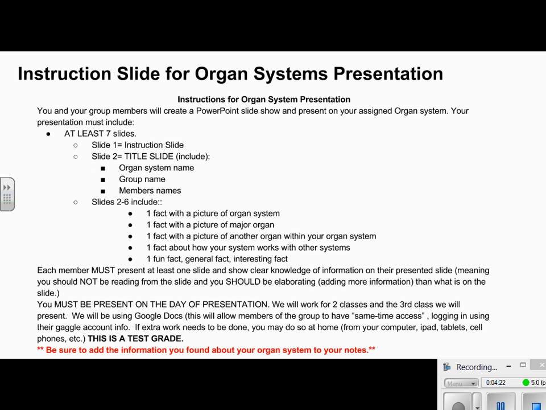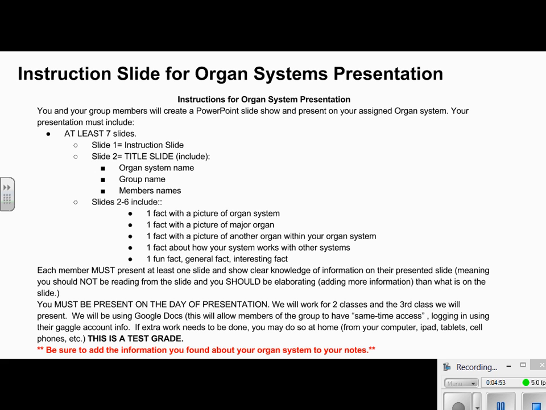Done. The other 5 slides are going to contain, one slide is going to be a fact with a picture of the organ system. Another slide will be a fact with a picture of a major organ within that system. Third slide will be a fact with a picture of another organ within that system. Now, if the system only has one major organ or one organ, then just include another type of organ, or the same organ, maybe a different picture of it.